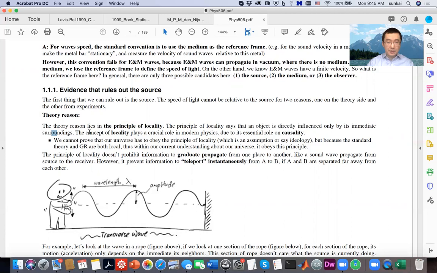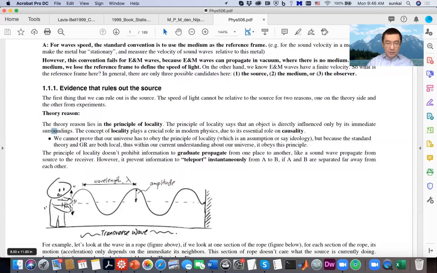For example, consider an elastic wave in a rope, and here is the source of the wave. This person is moving one end of the rope and it generates a wave. Obviously, information from the source can propagate gradually to the wall, to the other end. However, the motion at the other end is not directly influenced by the source. The information is not jumping from the source to the other end.